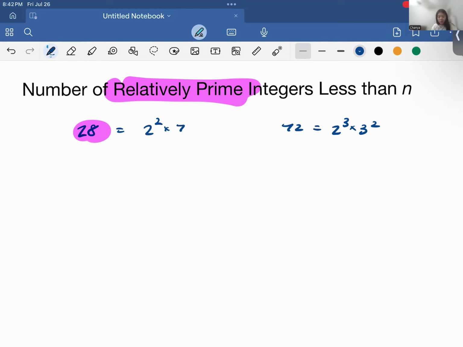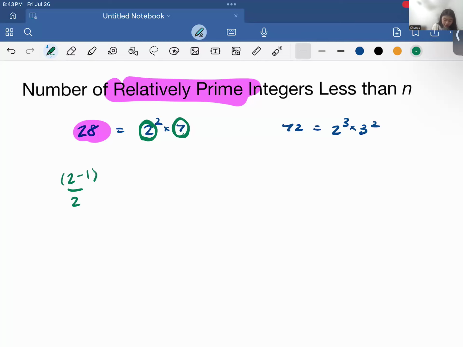And so how do we find the number of integers that are relatively prime and less than a number n? Let's take one example, which is 28. How many relatively prime integers are less than 28? What we're going to do here is take our bases, basically our prime factors, the bases of our exponents, and for each of these prime factors, we're going to make them fractions. On the bottom is going to be the prime factor. The top is going to be the prime factor minus 1.